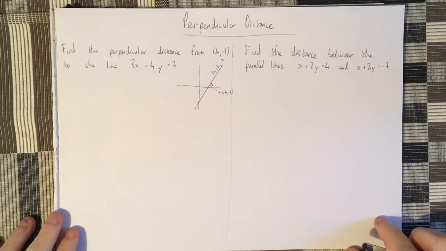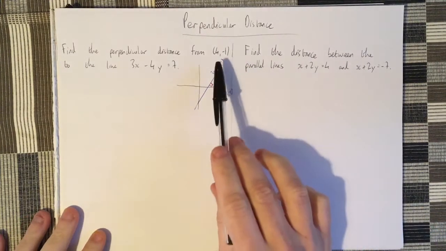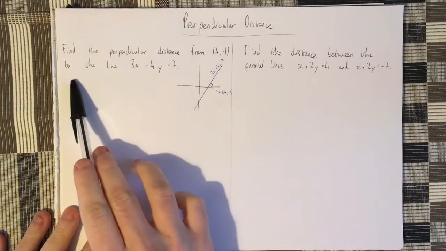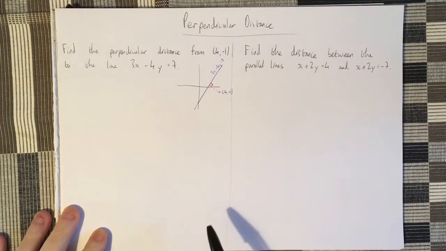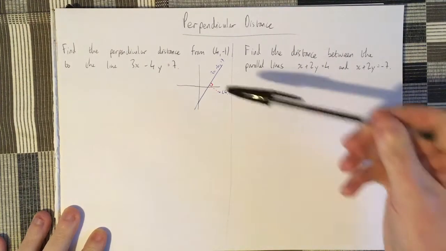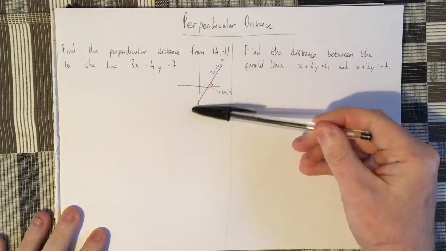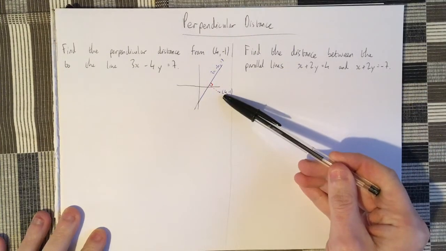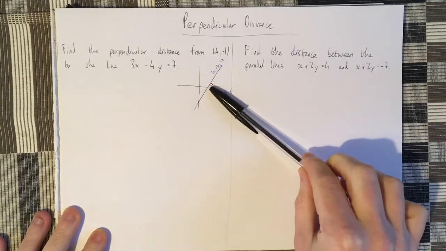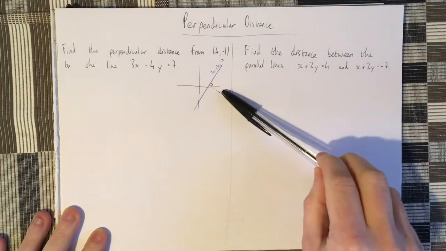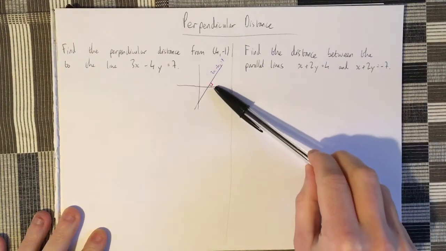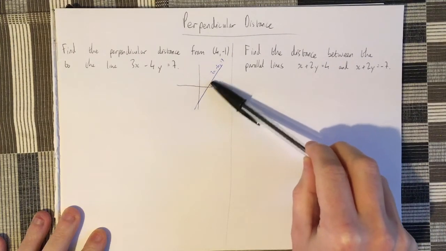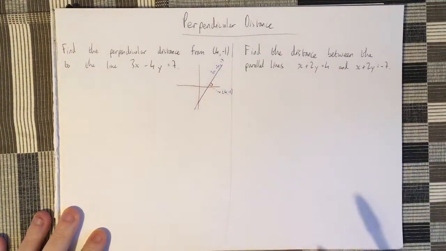So find the perpendicular distance from the point (4, -1) to the line 3x minus 4y equals 7. So the line roughly looks like this. All right, there's (4, -1) over there, and you are getting the perpendicular distance from that point to that line. Okay, so the distance that will form a perpendicular with it, at a 90 degree there.